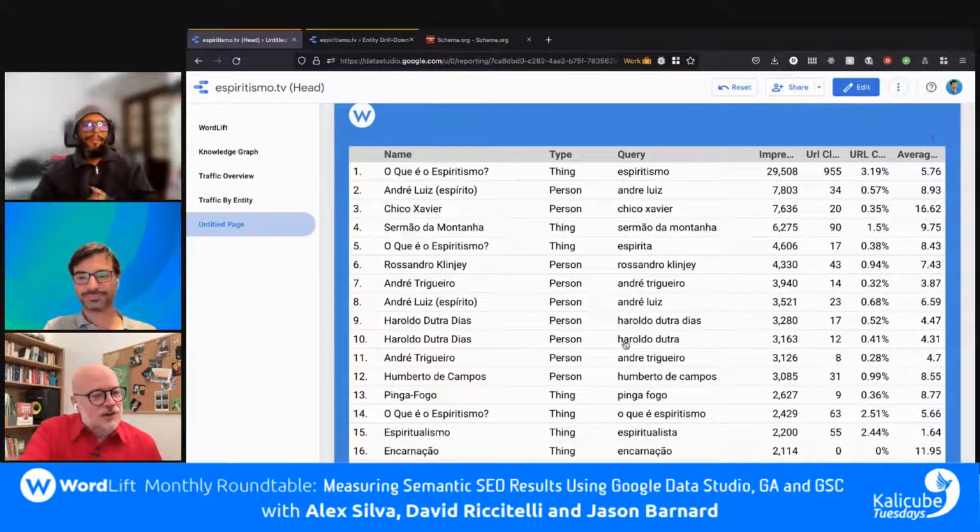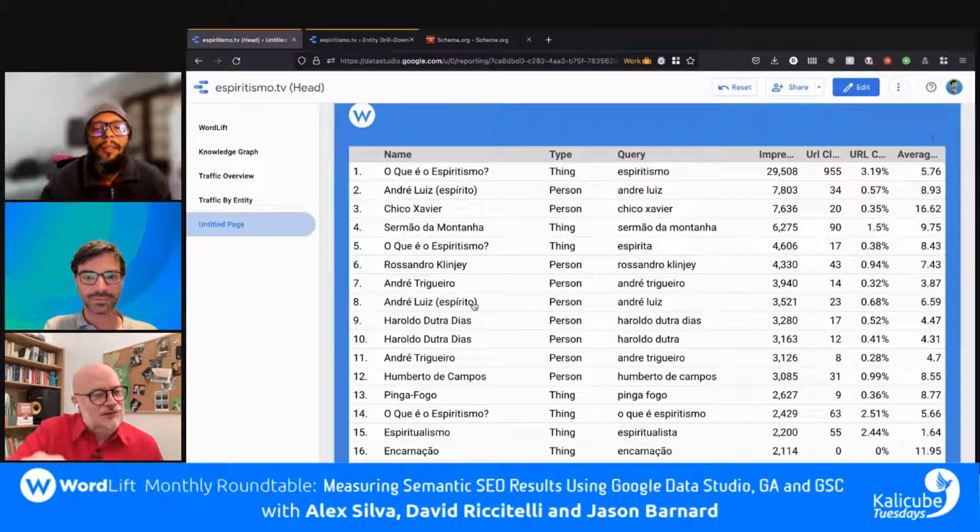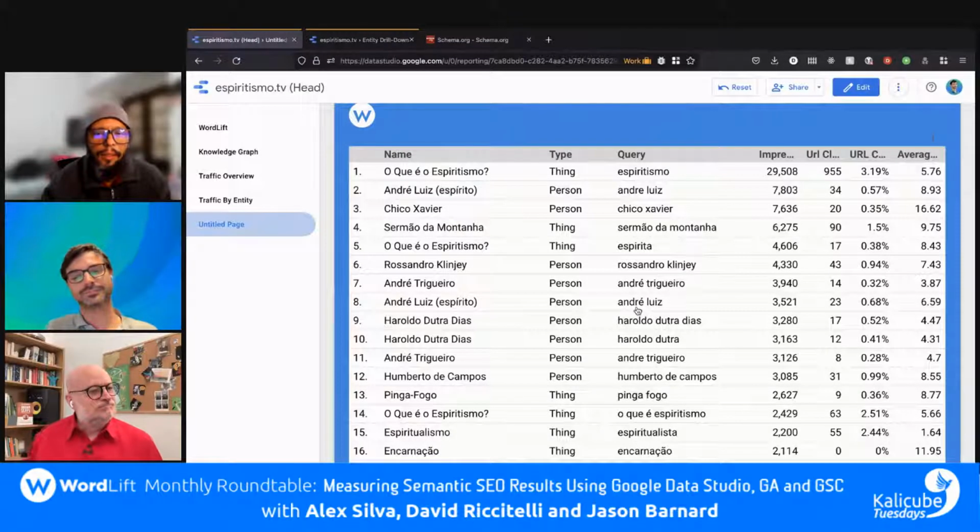Okay, right, I have a question. Sorry, you said strings, not things. You've got two Geraldo Dutra Dias. Is that two different people with two different queries, or is it the same person? It's the same person. I was thinking, wow, Google's managed to figure out the difference between these two different people with the same name.